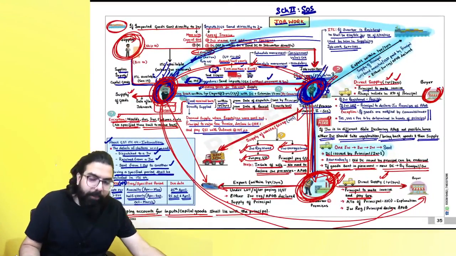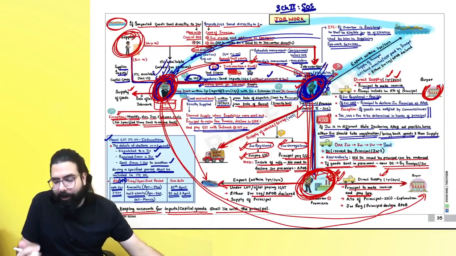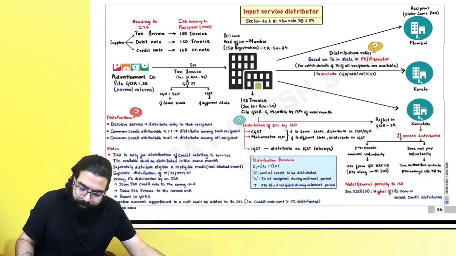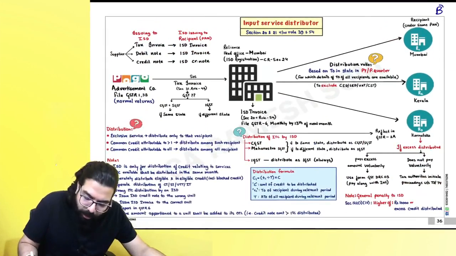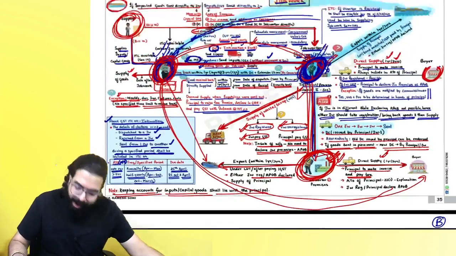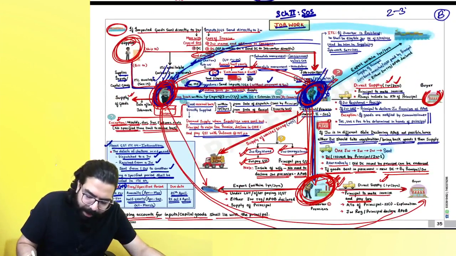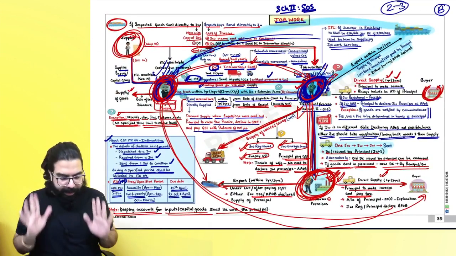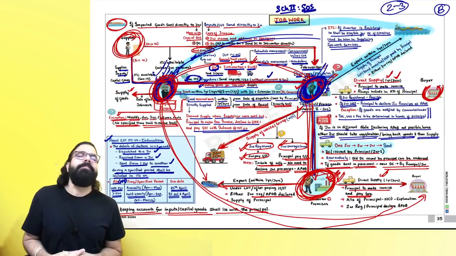Very, very important from the exam point of view: this chapter is B graded. Job worker and the next chapter, ISD, I call B graded. Why do you call it B graded, sir? Because either of them, they ask 2 to 3 marks in the exam. So I call it B graded. Everyone listen to me very carefully.